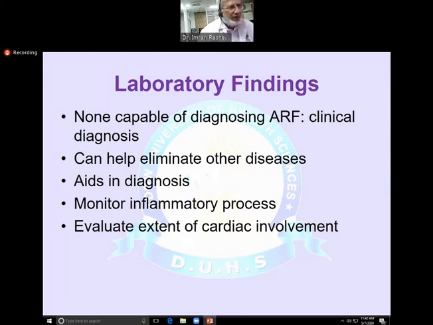Basically, rheumatic fever is a disease that is diagnosed clinically. And these laboratory findings can help eliminate other diseases. For example, if someone is considering rheumatoid arthritis, he can do an RA factor test. If someone is suspecting SLE as a cause of arthritis, he can do the anti-nuclear antibodies test. So these sorts of tests can be done to eliminate the other diseases on the differential diagnosis list. And primarily, as I have mentioned earlier, it is a clinical diagnosis.